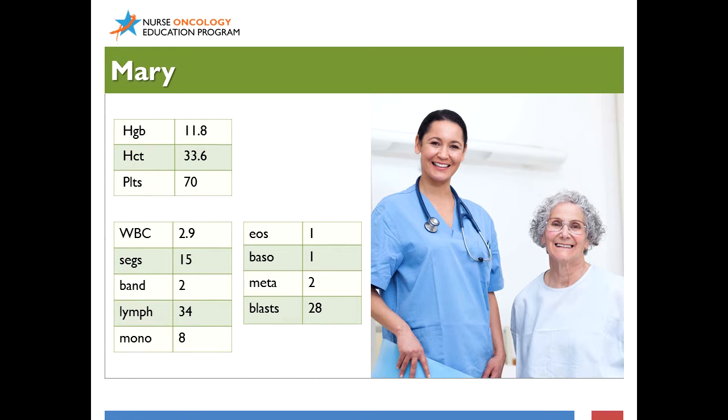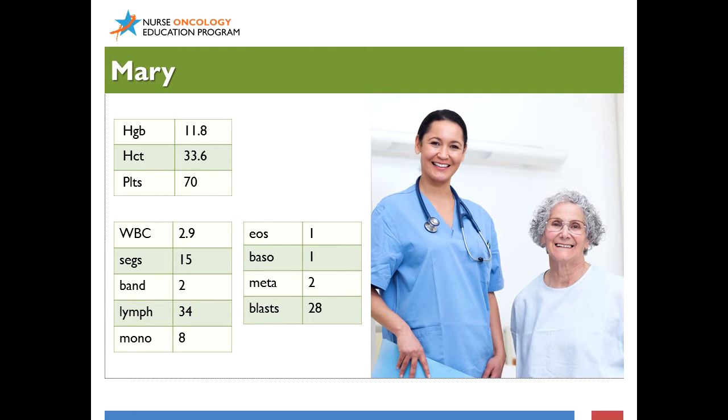In order to calculate her ANC, which is something I would like for you to do right now, we would take her white blood cell count, which is 2,900, and multiply it by the percentage of segs and bands, which is 17%. So 17% of 2,900 equals 493. A lot of your centers may automatically calculate the ANC, but I would suggest that you have a working knowledge of this formula and how to calculate it yourself if you needed to.